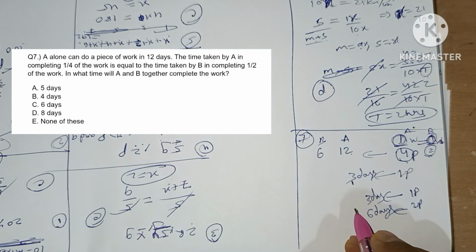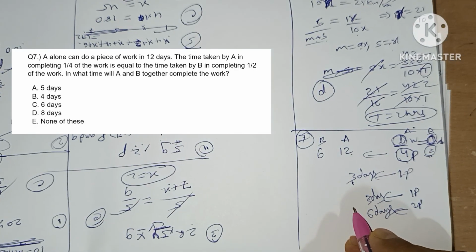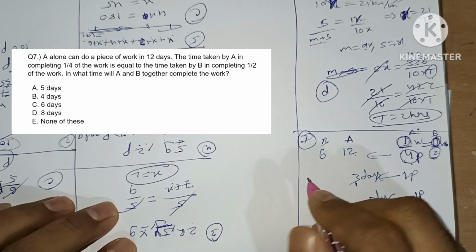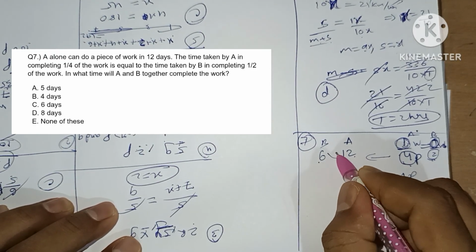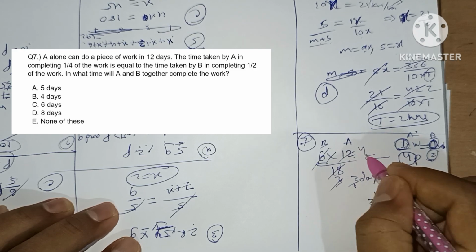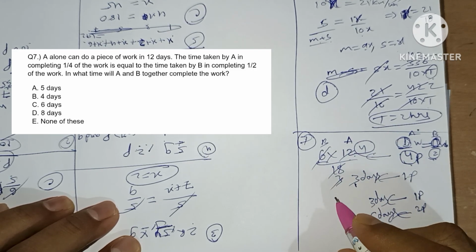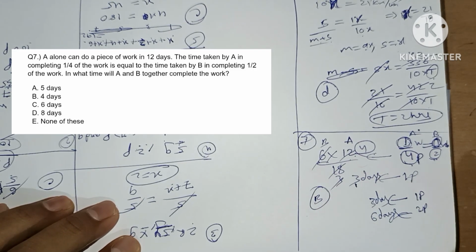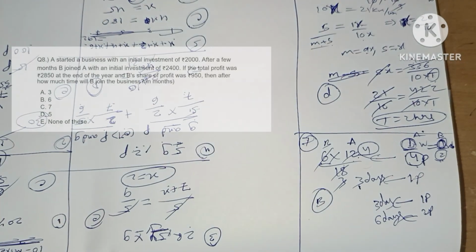Now the question asked is, in what time will A and B together complete the work? So we have the formula A into B by A plus B, which is 12 times 6 by 18, which gives 4 days. The answer will be option B, 4 days. Next, we are going to see question number 8.